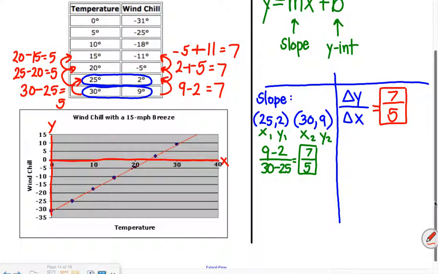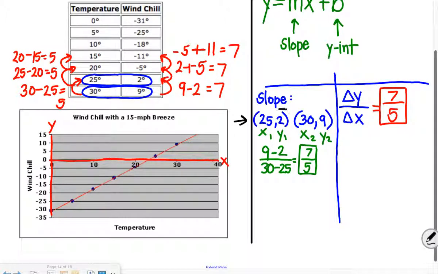Okay, now the second thing we have to find is our y-intercept. So I'm going to show you 2 ways to find our y-intercept. The first way is we know we have a slope. We also know we have these 2 ordered pairs and a bunch more in our table. So if I take a point and a slope, I should be able to do my point slope formula to write my equation in slope-intercept form.